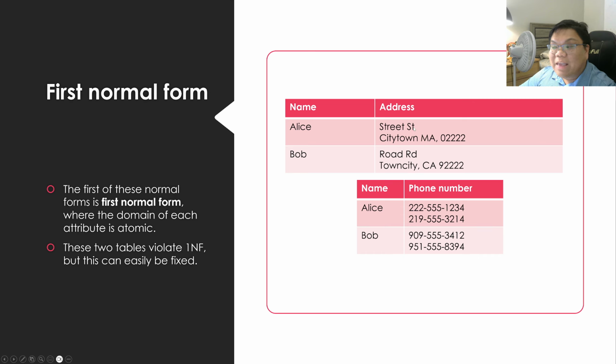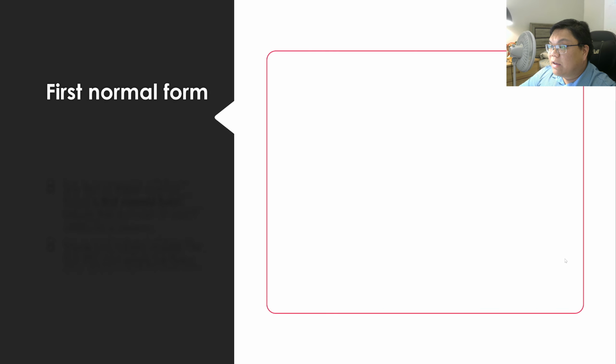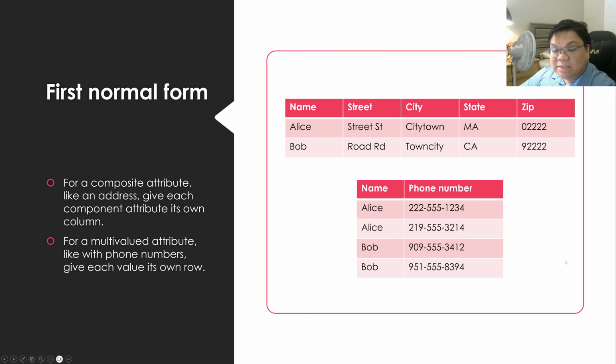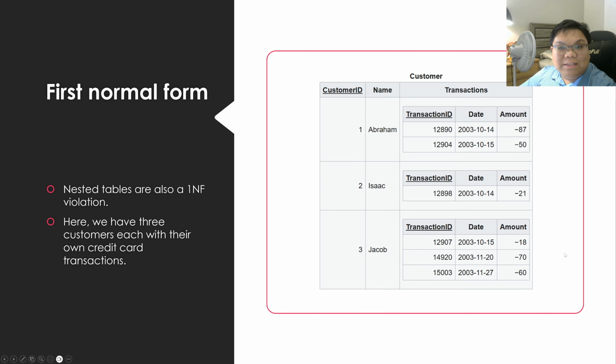So with the address, we gave each component attribute its own column. With the phone numbers, we give each phone number its own row. And here's the same information in first normal form. Oh, by the way, if you have nested tables, that's also a first normal form violation.